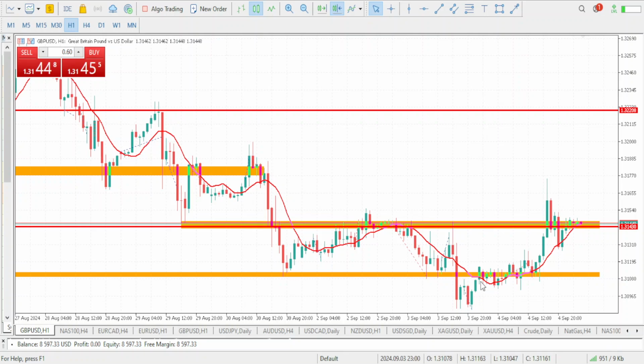And now let's take a look at what we will be expecting on GBP USD for the day, which is for the 5th of September. So as we can see, GBP USD has given us this bullish move.